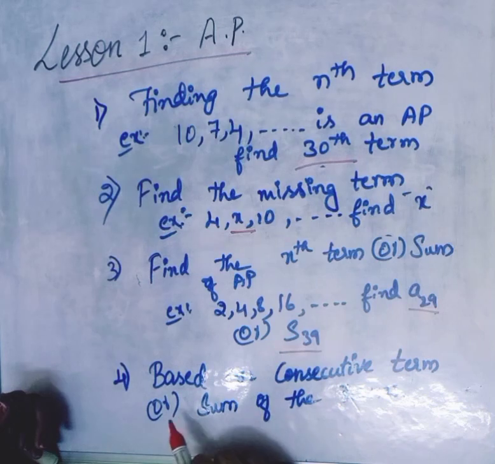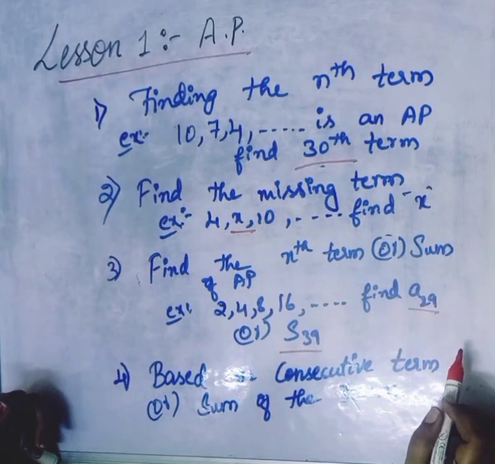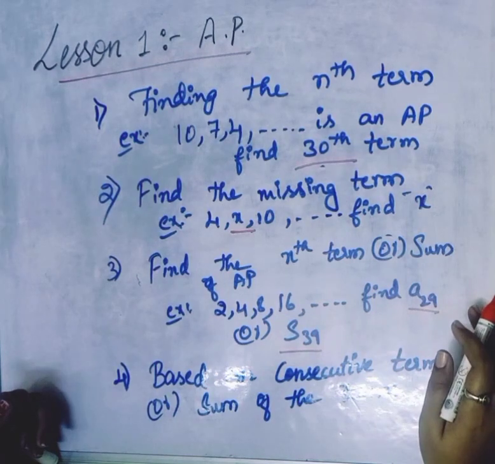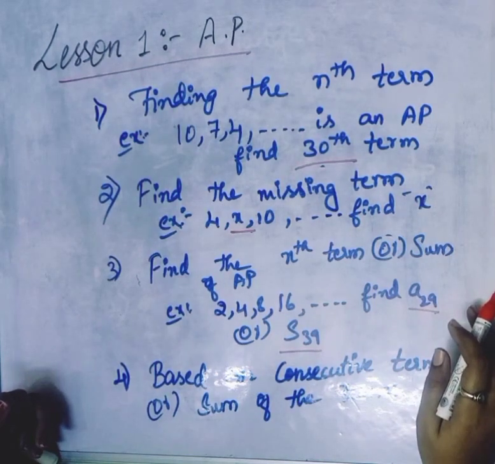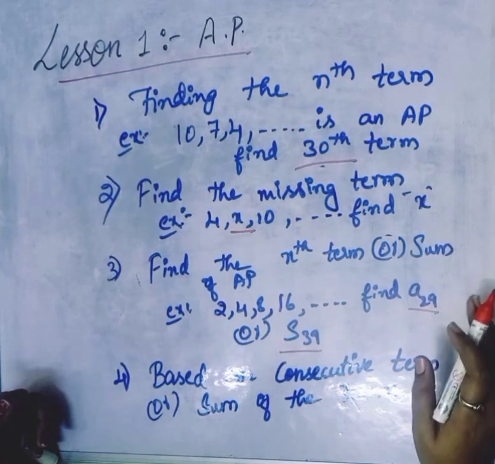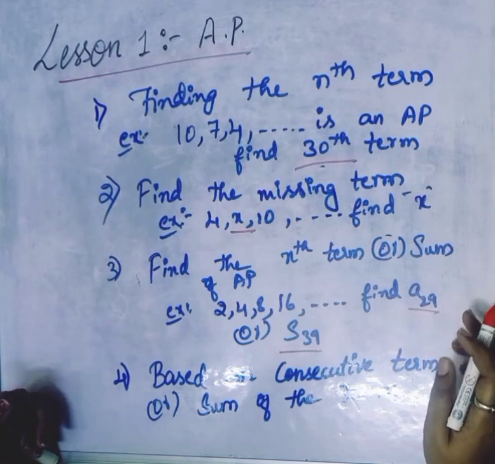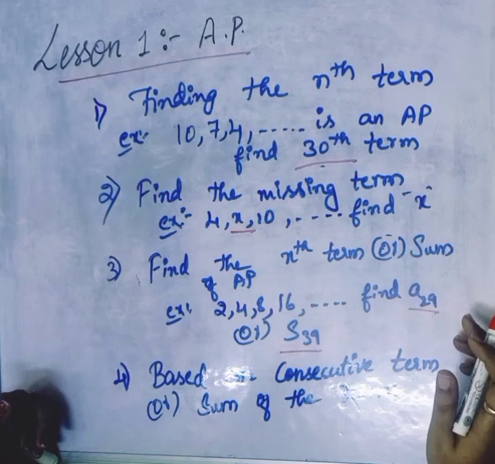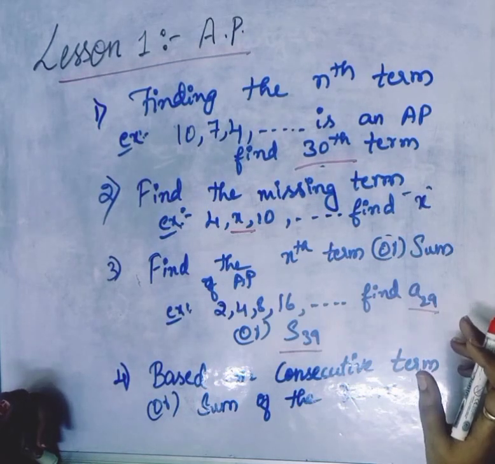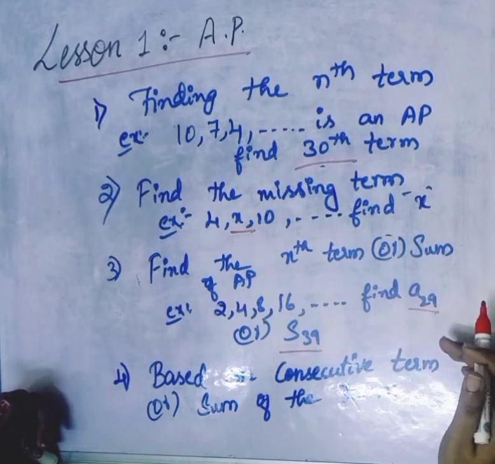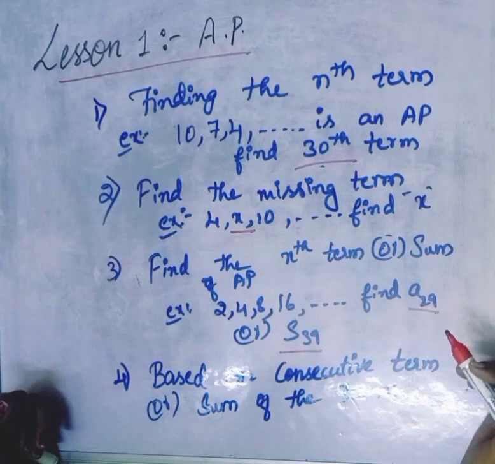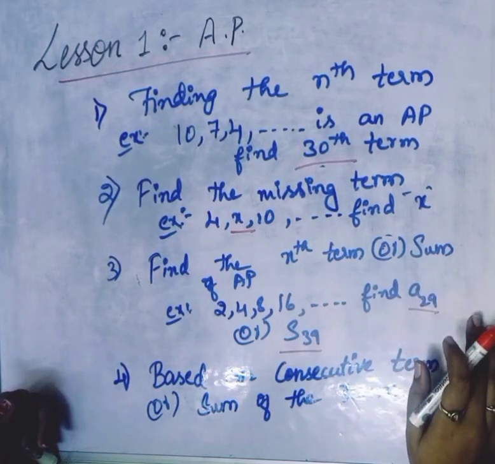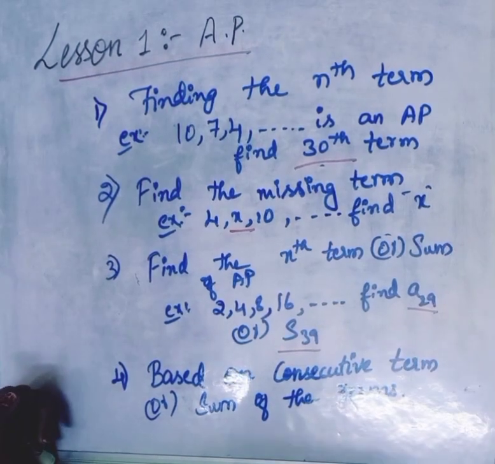Next, the fourth one is based on consecutive terms or the sum of terms. For example, the sum of three terms is this much, and the product of the extremes is this much, so find the AP. Otherwise, they may give the sum of the fourth and eighth terms, or the sixth and fifth terms, and you need to find the AP. Otherwise, find the next three terms or the sum of these three terms. You must go through these concepts.